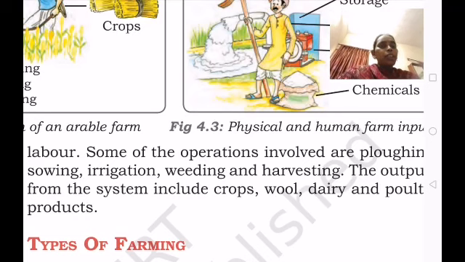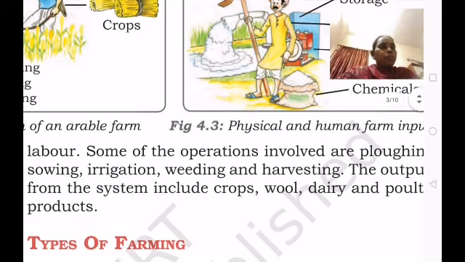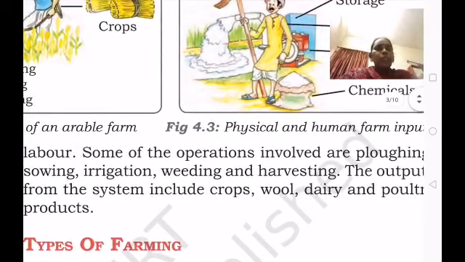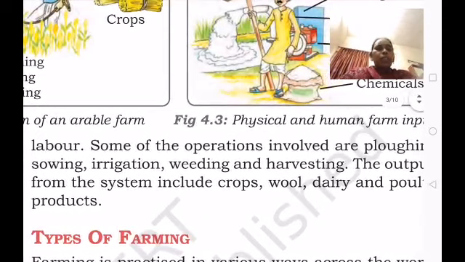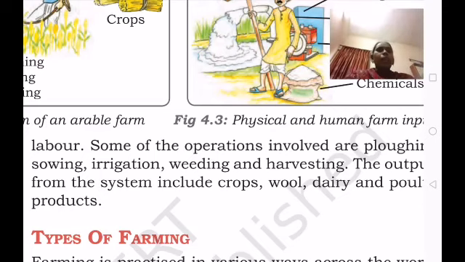Some of the operations involved are plowing and sowing, irrigation, weeding and harvesting. The output from the system includes crops, wool, dairy and poultry products. So by using the inputs properly, sowing the seed, irrigation, giving water properly to the plants, weeding and harvesting, the output of the system is crops, wool, dairy and poultry products.